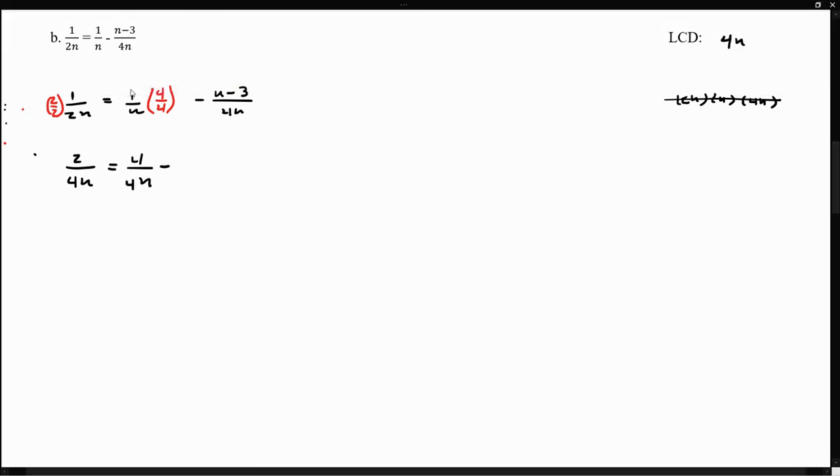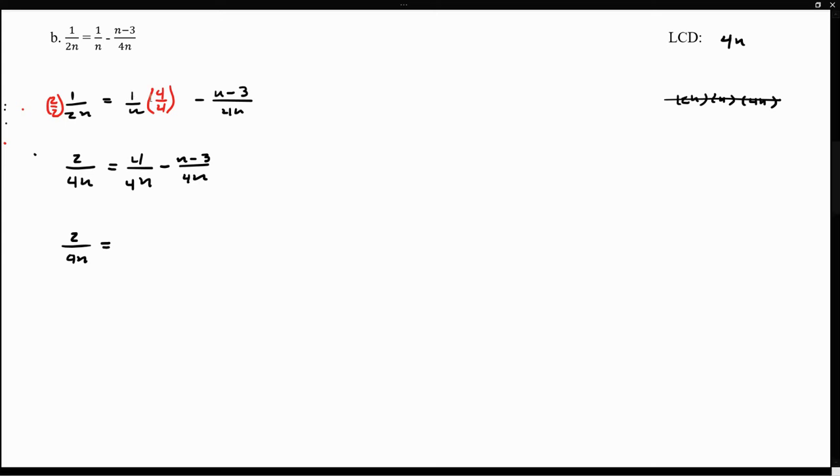Now, the last term, notice that it's already written in terms of 4n, so I'm just going to bring it down. So now it becomes n minus 3 over 4n. And now that they all have the same denominator, let me simplify this. The left-hand side is still 2 over 4n.